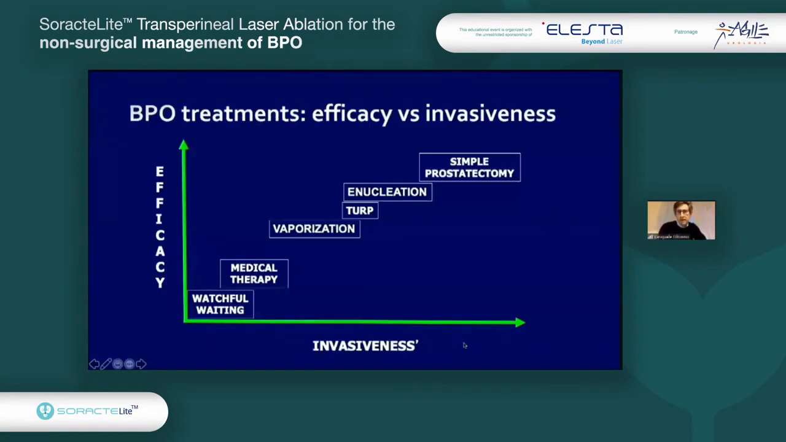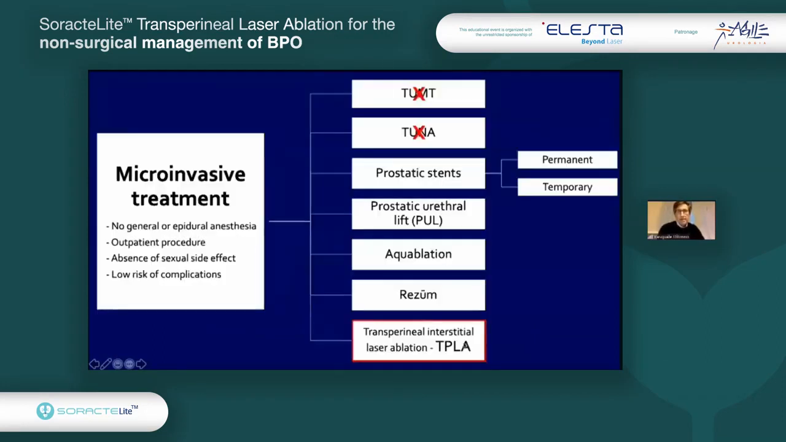We know that there is a strict correlation between efficacy and the invasiveness of the procedure, as has been shown also by others, and between watchful waiting, medical therapy, and the surgical approach. So macro-invasive, we put like a bridge between these two kinds of procedures.